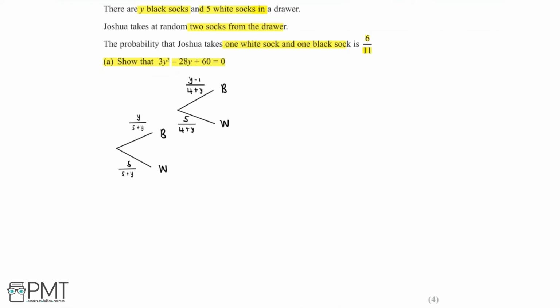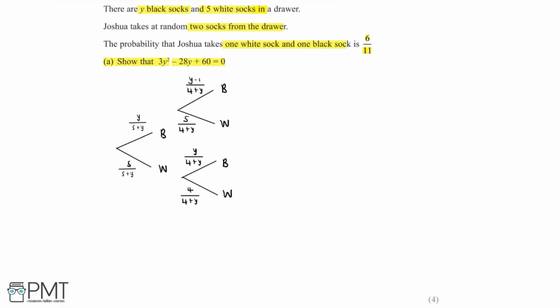Now if he takes a white sock on the first time round, the number of black socks will be unchanged, and so the probability of taking a black sock the second time round will be y over 4 plus y. And the probability of taking a white sock the second time round, well, since we already took a white sock the first time round, the number of white socks will decrease from 5 to 4, and so the new probability of choosing a white sock on the second go would be 4 over 4 plus y. Now that we have our fully completed tree diagram, we can begin to solve this problem.